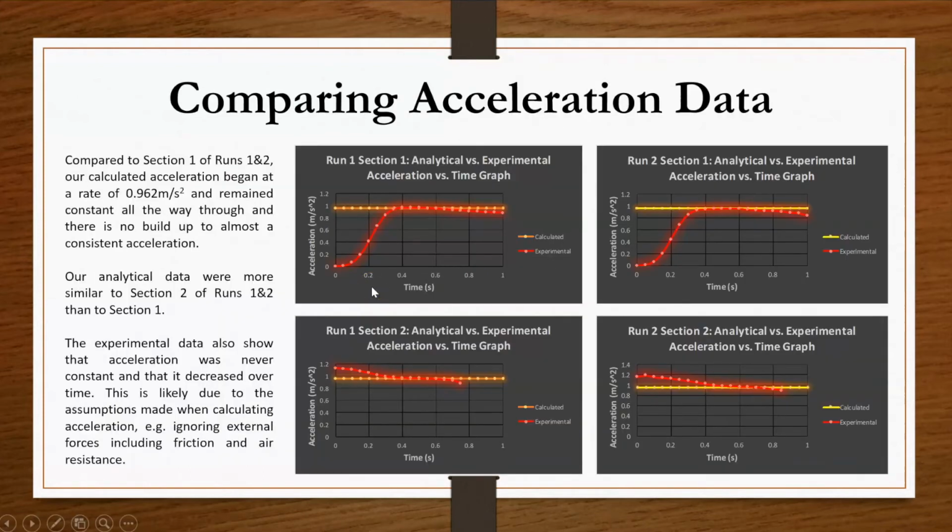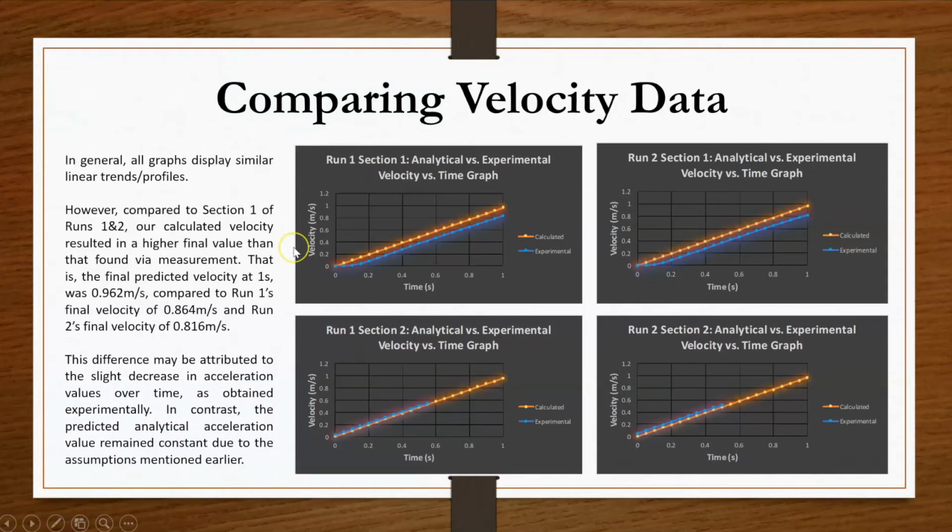When we compare acceleration data with the sections in Runs 1 and 2, we can see that experimentally, acceleration was not always constant, and over time, it actually starts to decrease slightly in all these four graphs, and this is likely related to the assumptions that we have made when calculating acceleration. In practical settings, due to the slight decrease in acceleration of the cart over time, the measured velocity values never quite reach the calculated theoretical value, and this is particularly obvious in Section 1 of Runs 1 and 2, whereby we see a greater gap between analytical and experimental data compared to Section 2.